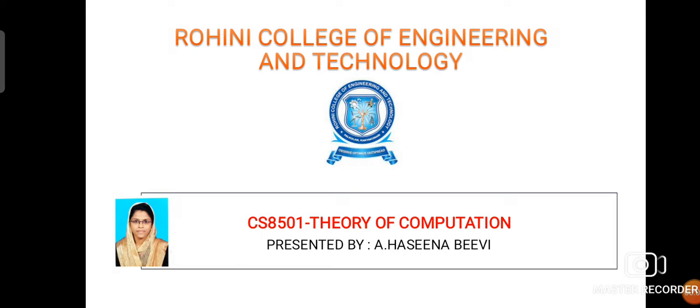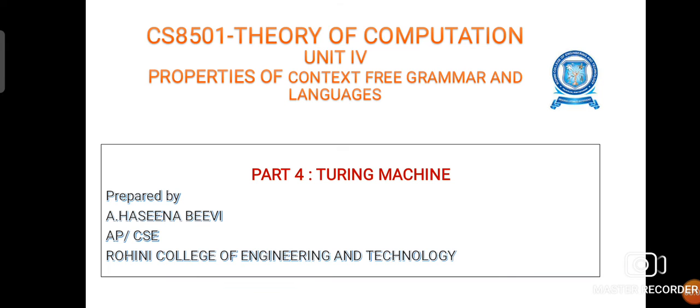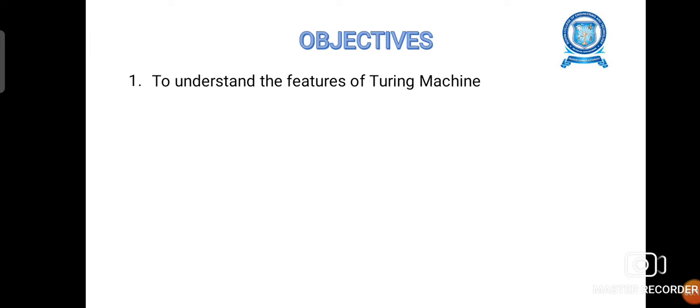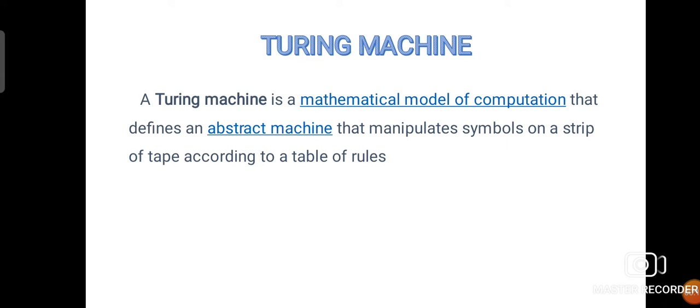Hello viewers, let us see a topic for the subject Theory of Computation, and the topic is from the 4th unit, Turing Machine. The objective is to understand the features of the Turing Machine. A Turing machine is a computational model for designing a specific language.